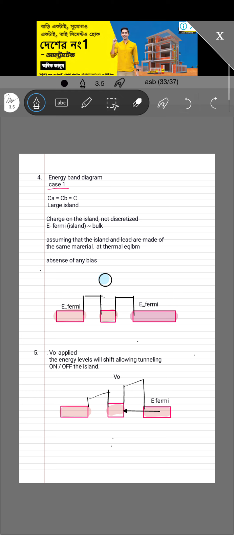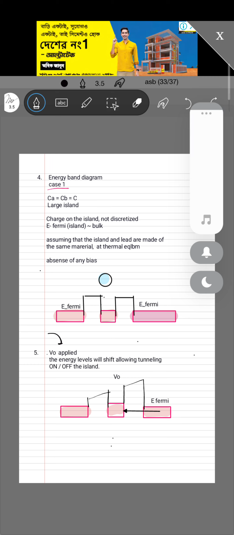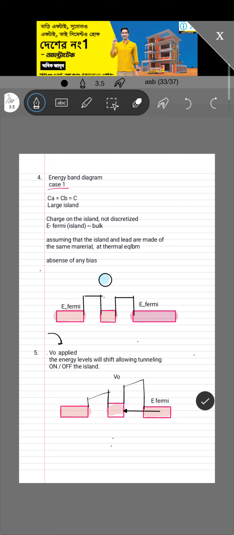Now, if we go to the second case, in this case, if we are supplying a voltage V0, then the electron transfer actually starts to take place from the Fermi energy level of, say, this is B or A, from this part to the other part. Electron transfer starts to take place. Bias voltage is being applied.